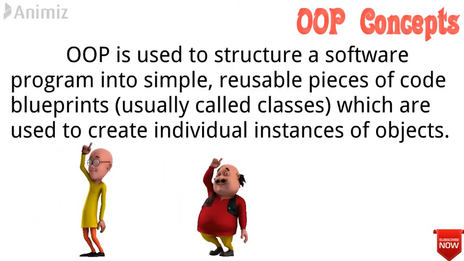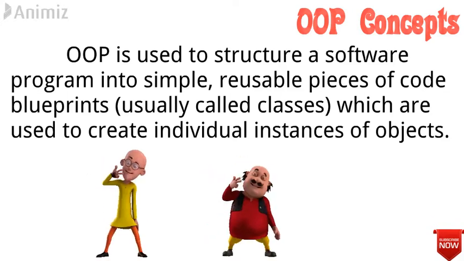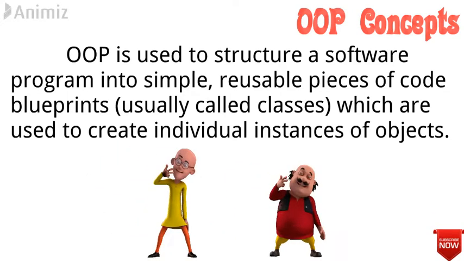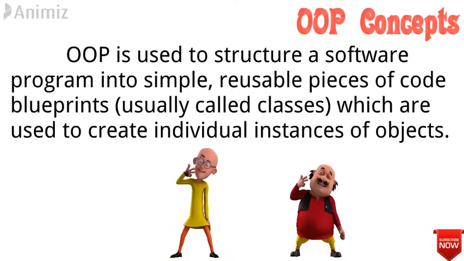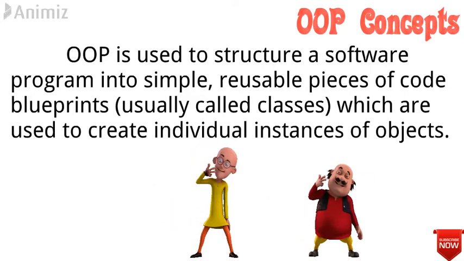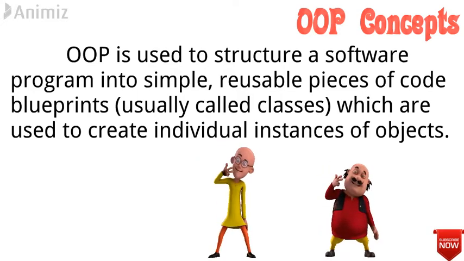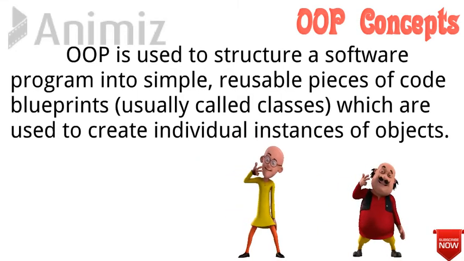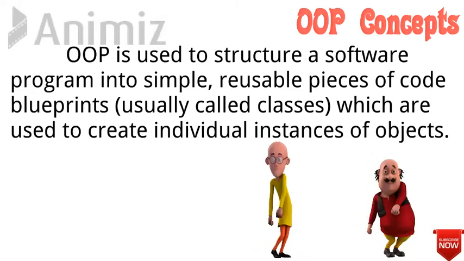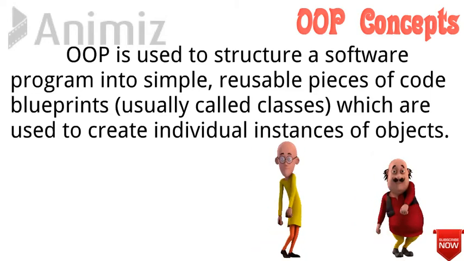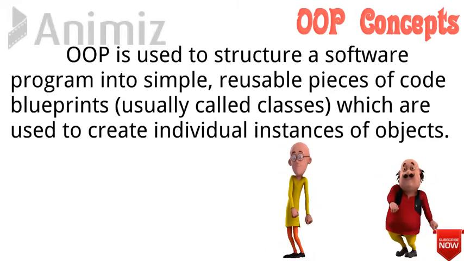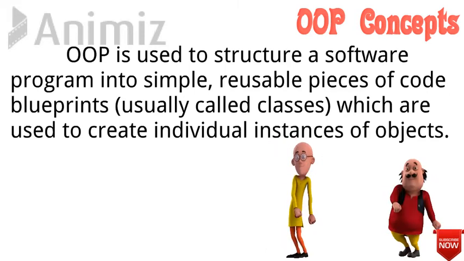The different object oriented programming languages are C++, Java, C Sharp, etc. Object-oriented programming, or OOP, is used to structure a software program into simple, reusable piece of code or blueprints, usually called as classes, which are used to create individual instances of real-life applications or real-life objects.